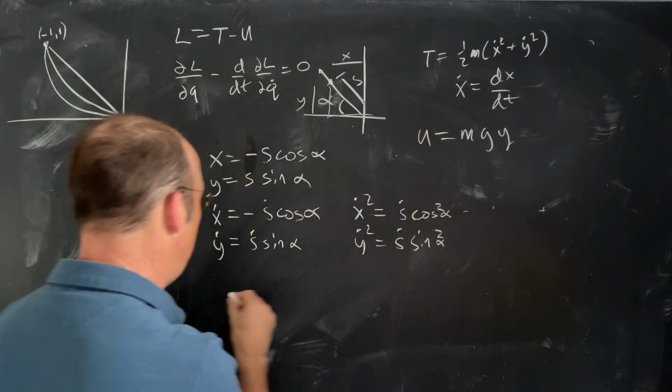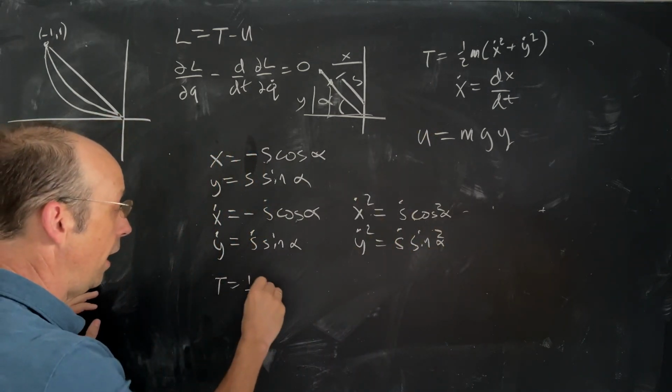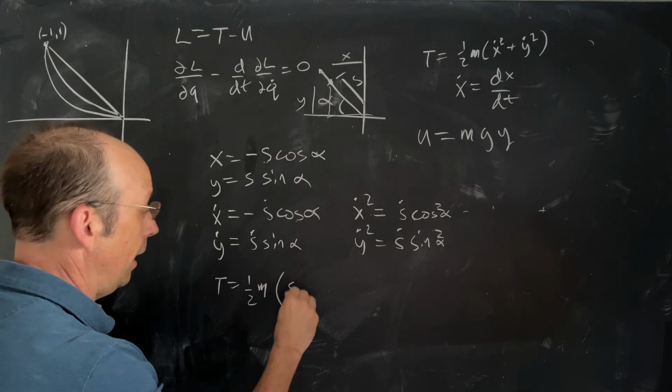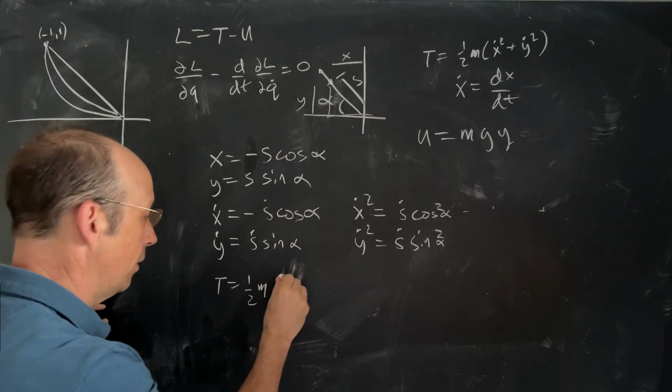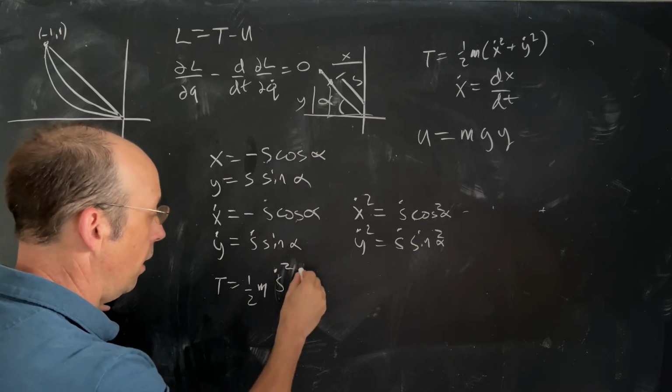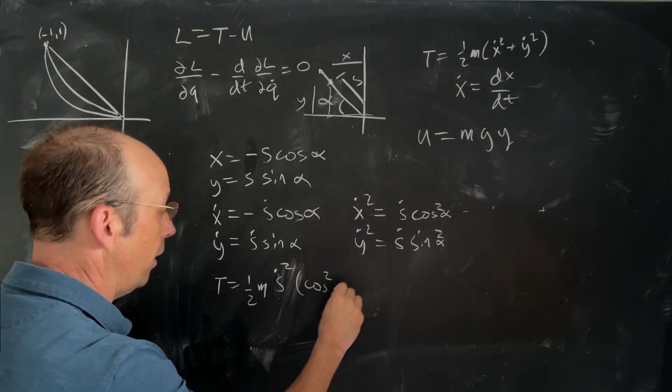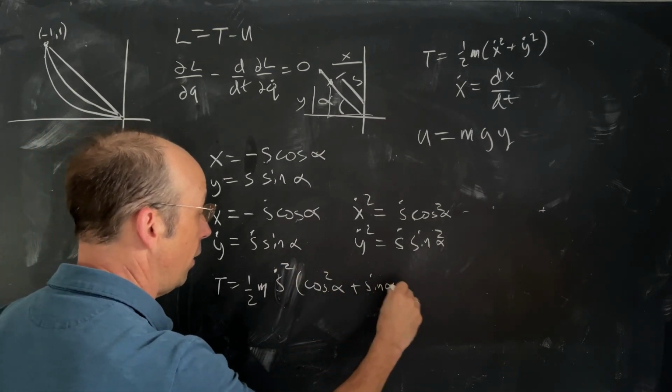So my kinetic energy term is going to be 1/2 m, and then I get s dot squared. Let's just factor that out because you can see where this is going. s dot squared times (cosine squared alpha plus sine squared alpha).